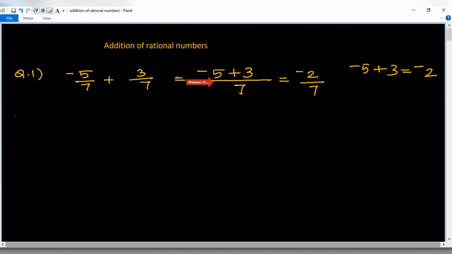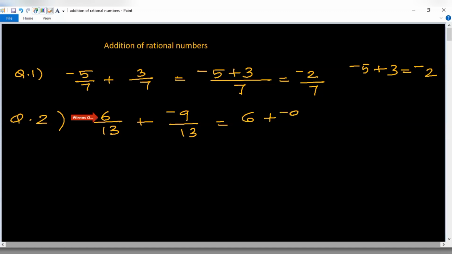Okay. Then the next question is add 6 by 13 and minus 9 by 13. Here also we have the same denominators. So we can add the numerators directly. So it is 6 plus minus 9 all divided by 13. Okay. See next, 6 plus negative 9.